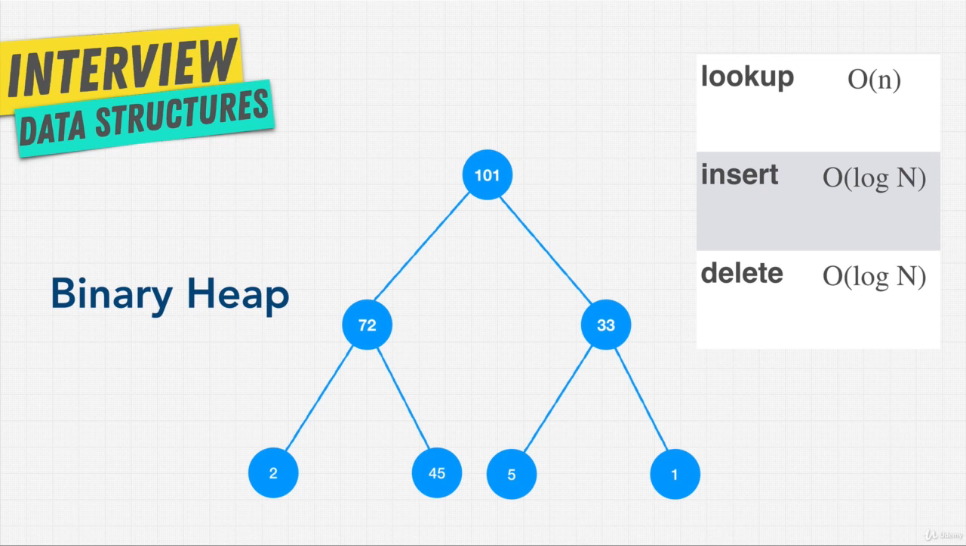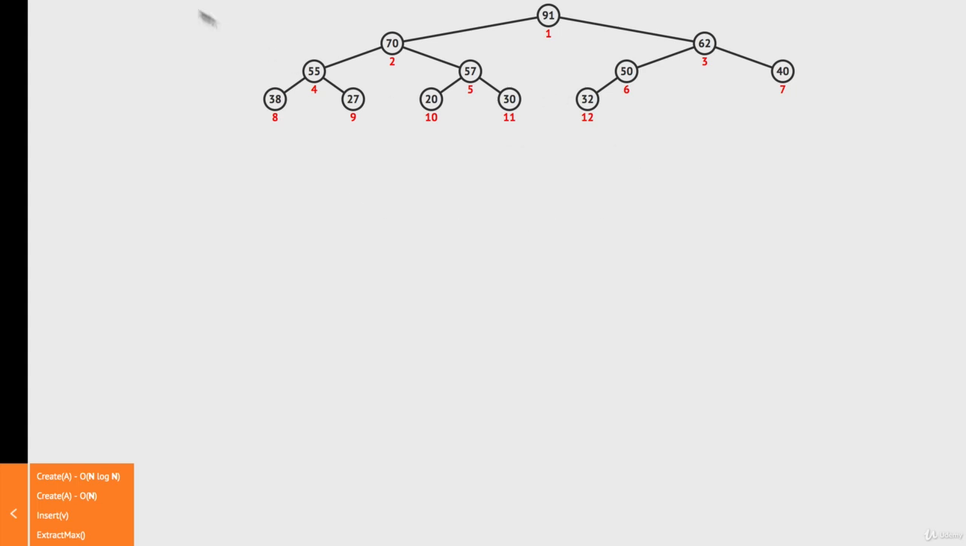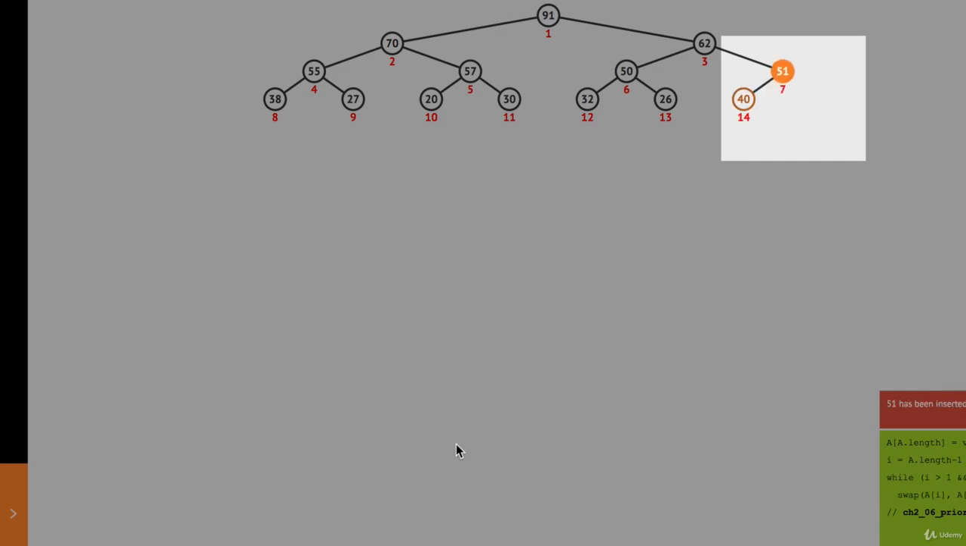So let's have a look at how a binary heap is implemented visually. We have a binary heap here using VisuAlgo. And if we wanted to insert, let's say, 26, we hit go. All right, that was really fast. But what if we wanted to insert, let's say, 51? If I insert 51, I had to do a bit of a switch.